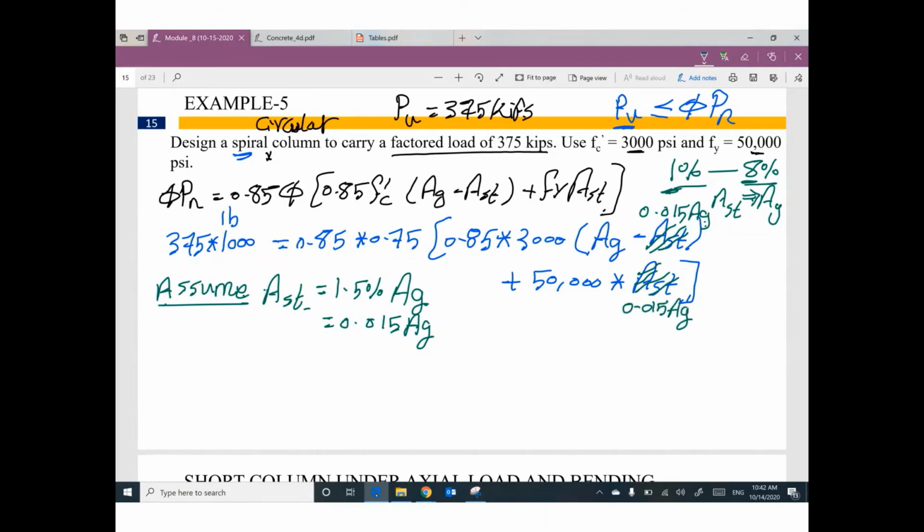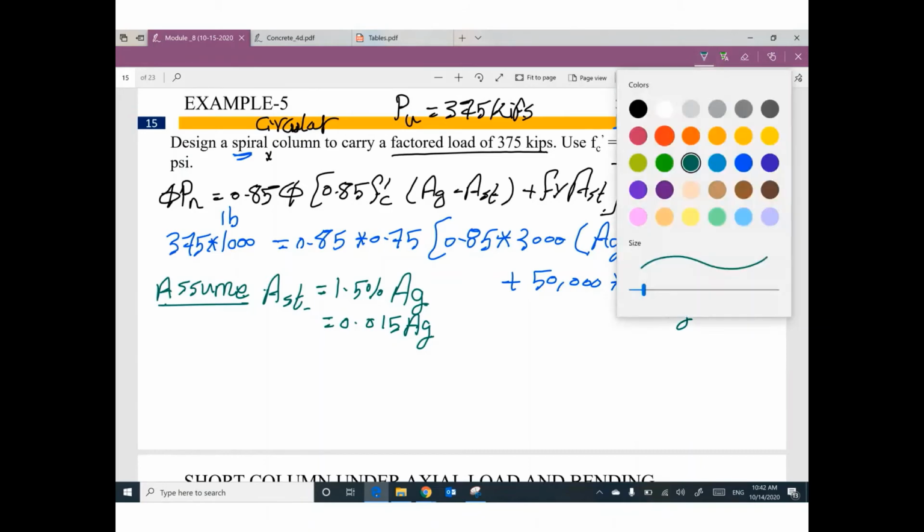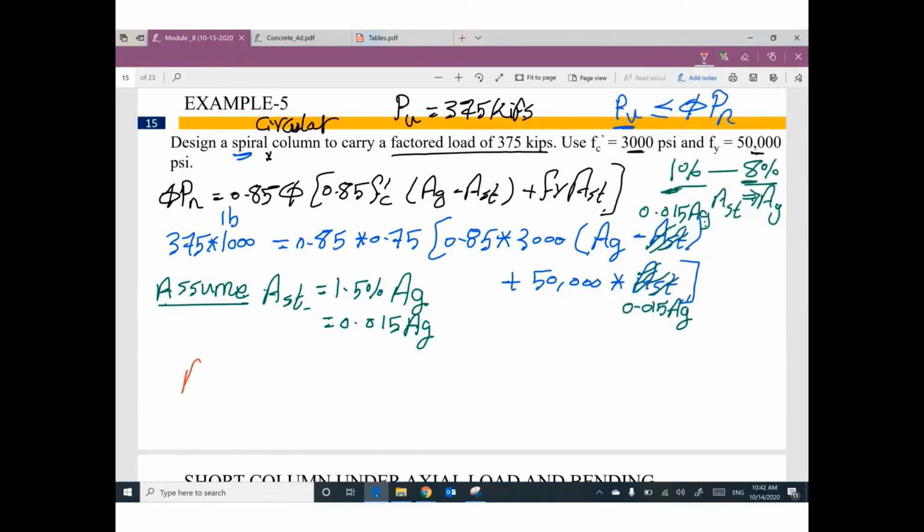So right now, how many unknowns do you have in this equation? Only one unknown, so I can figure out the value of area gross. Be careful when you are doing your calculation. Please be careful. It will be just a moment. Area gross is 180.34 inch square.